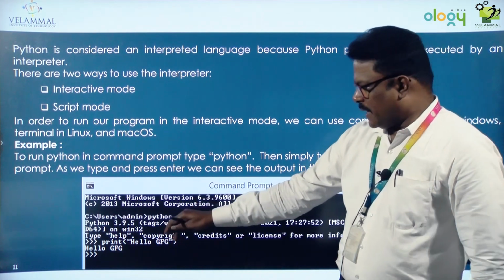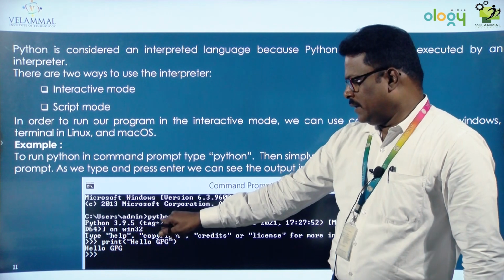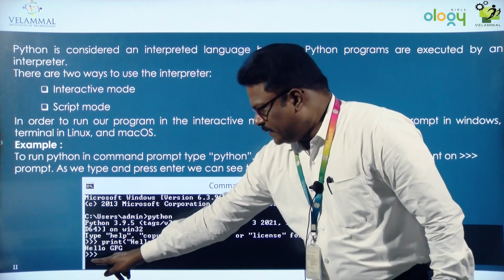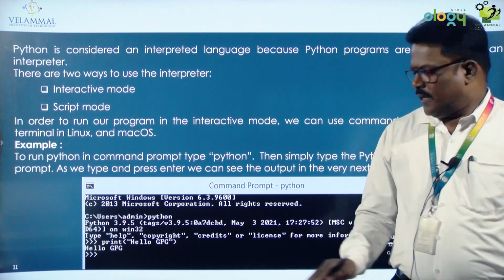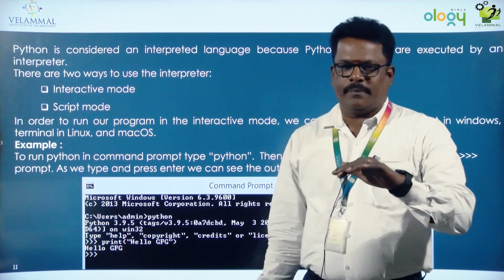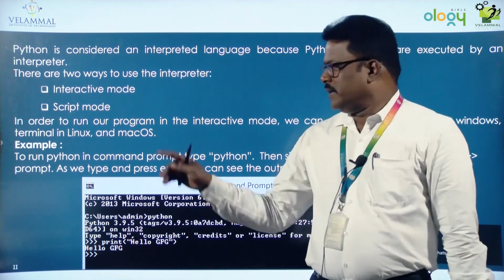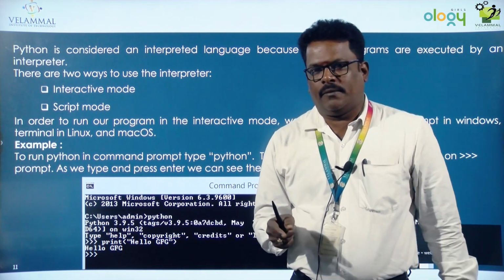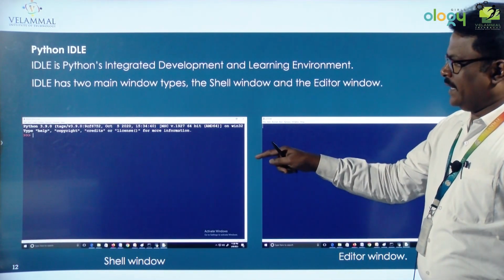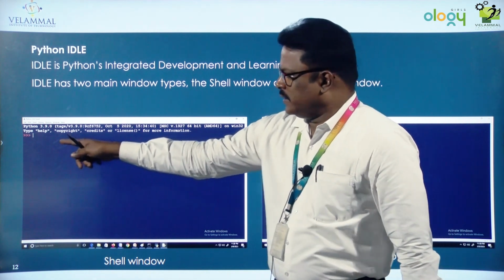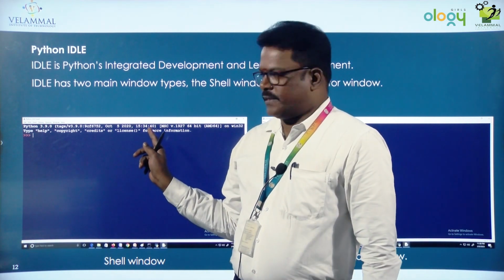Now on that prompt I am typing python. Now automatically the prompt has been changed. This prompt is called chevron. If you see this prompt, your Python interpreter is ready to accept your input. This is one type of mode. Second type, this is Python IDLE. You can open this one. This is the chevron. Here you can type all those things.